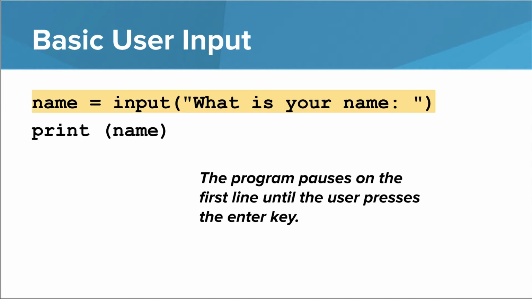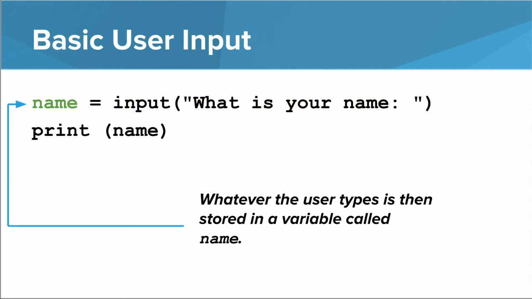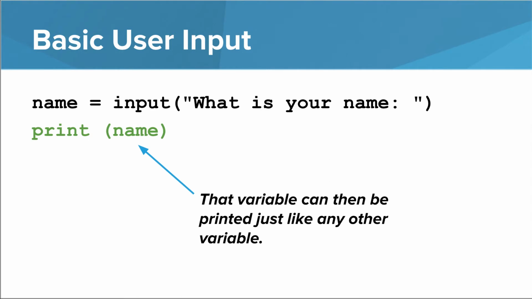What happens when you run this, and we'll see this in a second, is the interpreter actually pauses on this line and waits until the user types something and presses the enter key. Once the user is finished typing, whatever they typed is stored in a variable called name. Then, as we've done in other programs, we can print out the variable name.